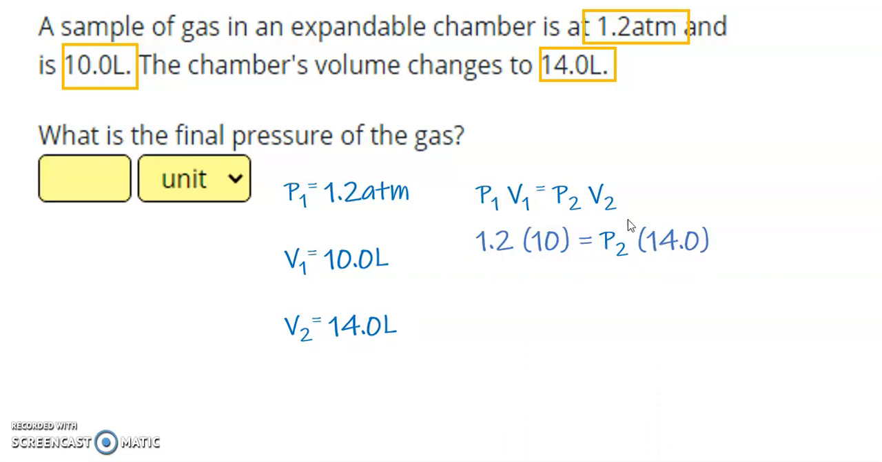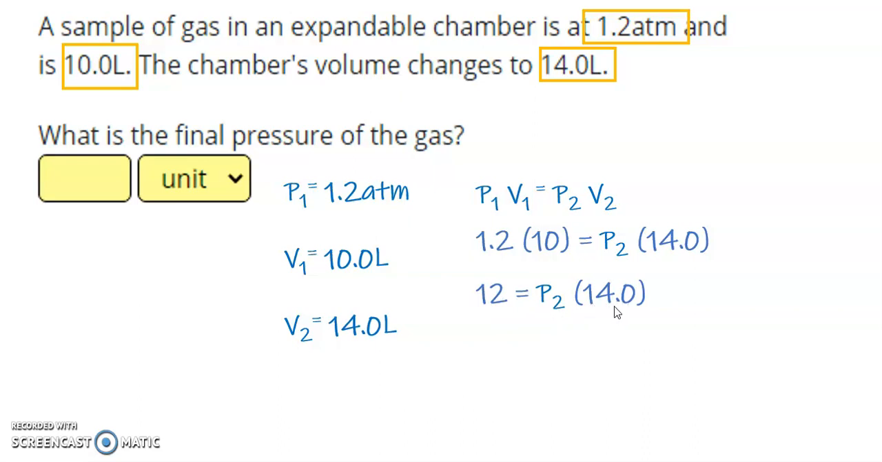Now I'm going to isolate pressure 2. First, I'm going to multiply 1.2 times 10. That gives me 12. So I write 12 equals P2 times 14. That simplified it a little bit, so now I can go about isolating P2.